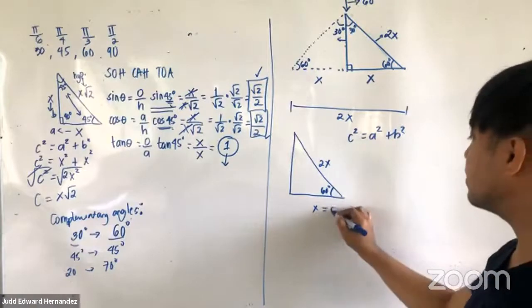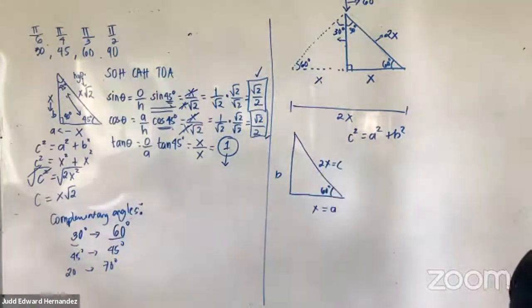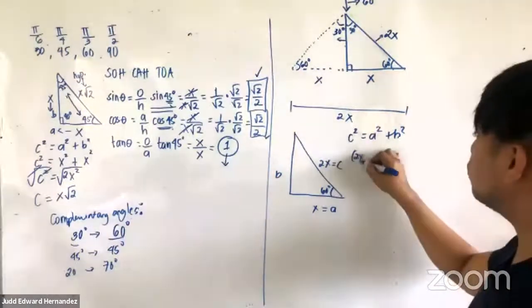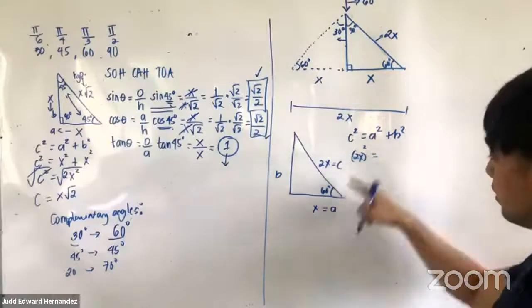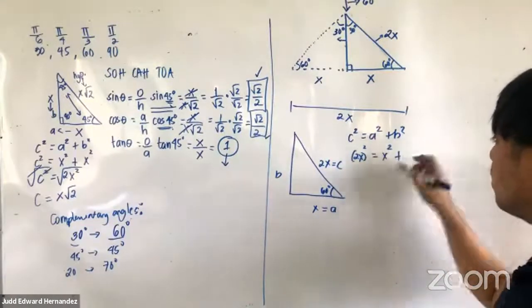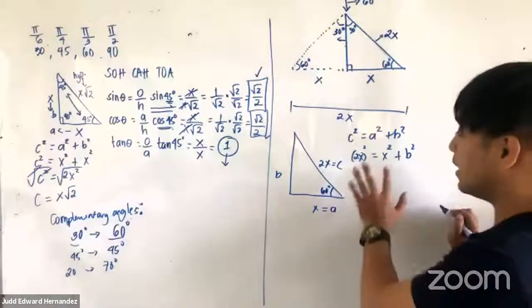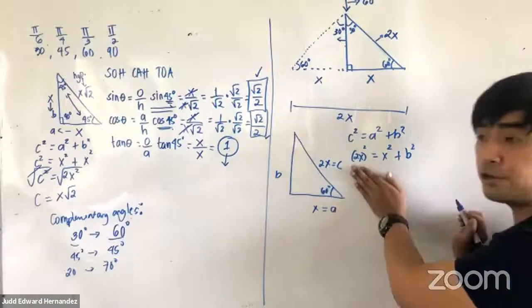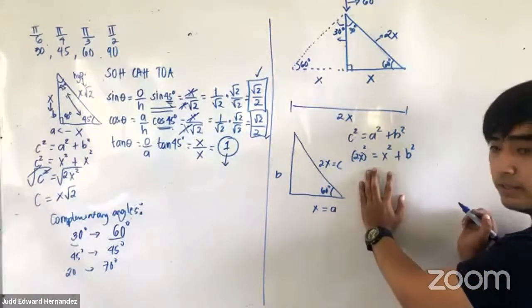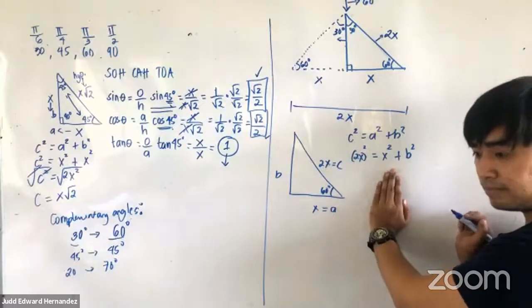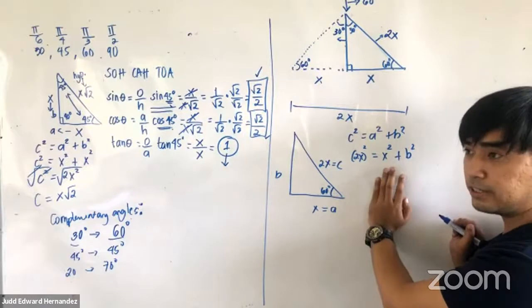Say that this is a. Say that this is b. Let's call this c. Okay? And this becomes 2x squared, substitute, is equal to a squared, which is x squared, plus b squared, because we do not know yet the value of b squared. Okay, is the equation correct? Yes or no? Yes po.